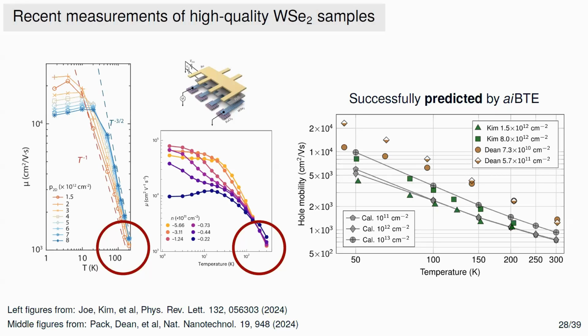Are these defect concentrations? This is basically the carrier densities. Okay, thank you. Other questions?